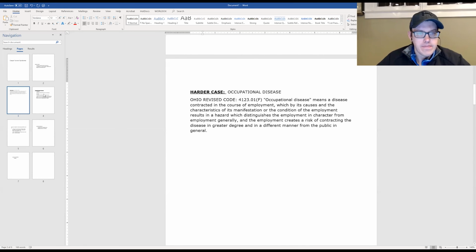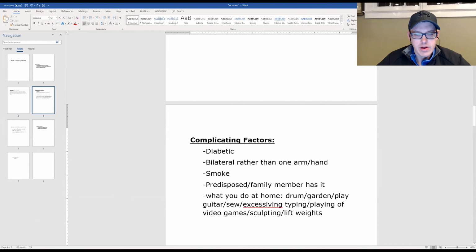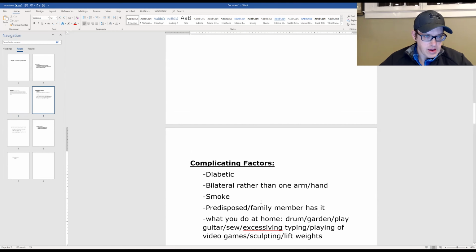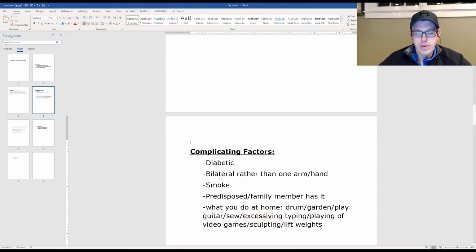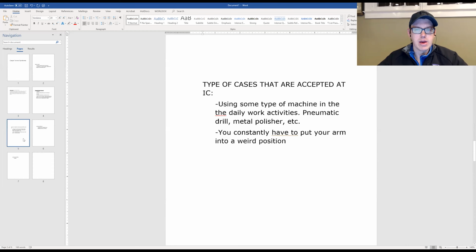So there's complicating factors that go into this, depending on what kind of carpal tunnel syndrome you develop. But first we might look at what kind of jobs or work activities the Industrial Commission generally accepts. The pattern that I've seen where they have accepted claims at the IC is there's different fact patterns, where if you see this fact pattern, you're like, okay, that's good, or that's not going to be good.